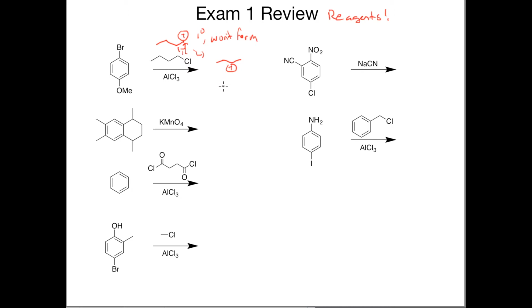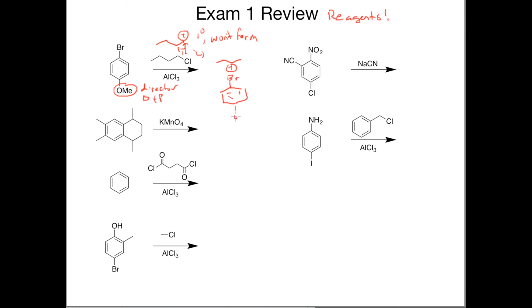Now the other thing is we've got to look at the activity and directionality of what's on the ring. And so we see that the strongest director that we have is the methoxy group. It directs ortho and para, so it's likely going to want to go ortho and para to it. So here we now have our rearranged product.